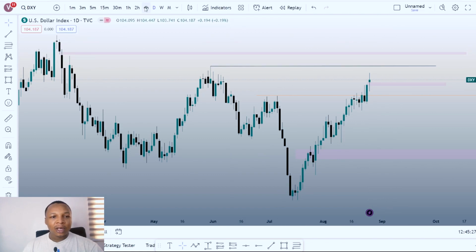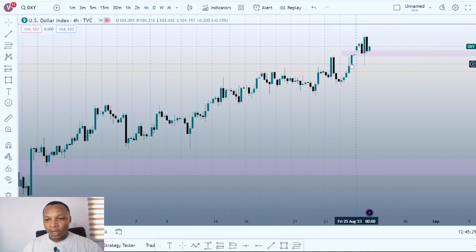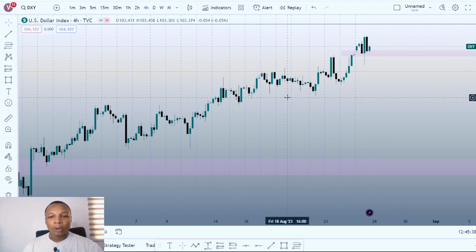So let's take a look at the H4. The 4 hourly has given us the retracement we're talking about on the daily, so we may be seeing an expansion. So going into next week, I expect to see an expansion on the dollar. So the dollar is clearly bullish.